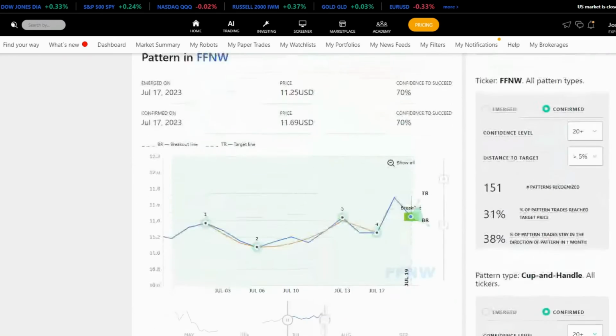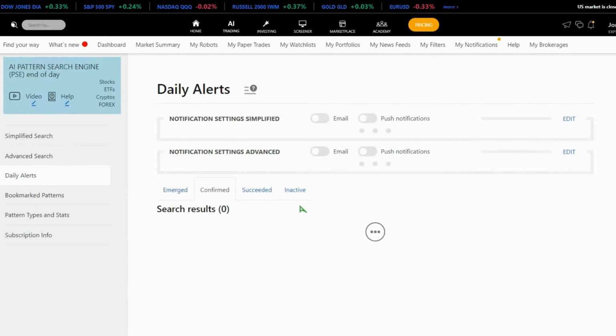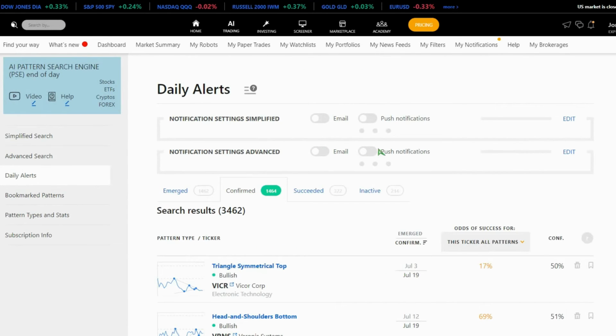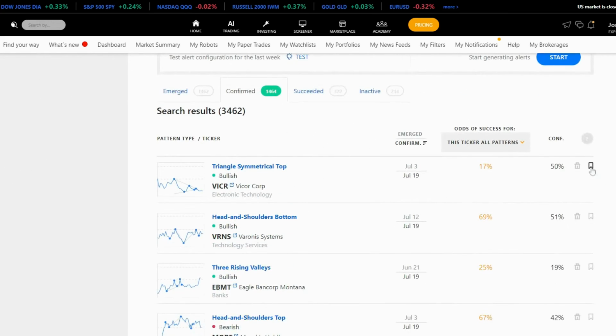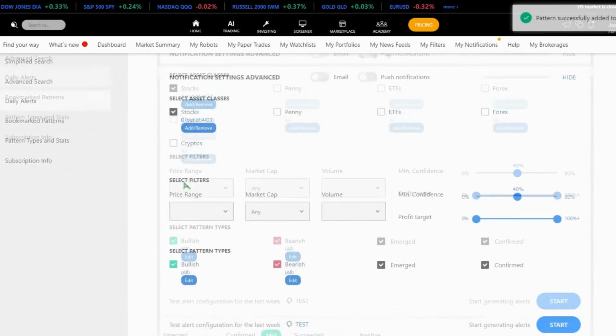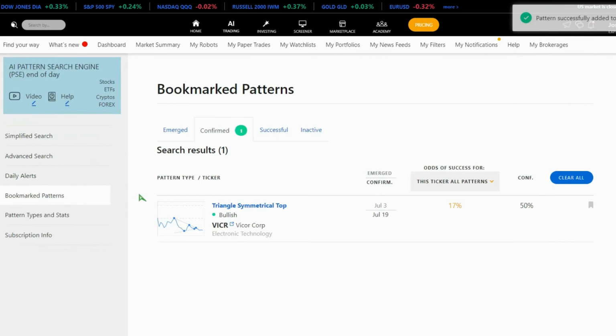Now, let's move on to the next step. I'll show you how to set up alerts. By clicking here, you can enable alerts to receive emails and push notifications. However, if you wish to customize it further, you can do so with the Edit option. Every pattern you find can be bookmarked and followed. It's a great way to analyze the pattern's performance over time.